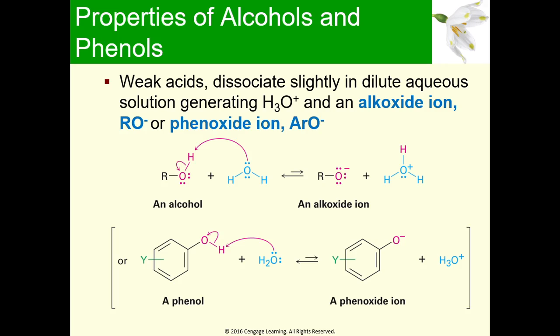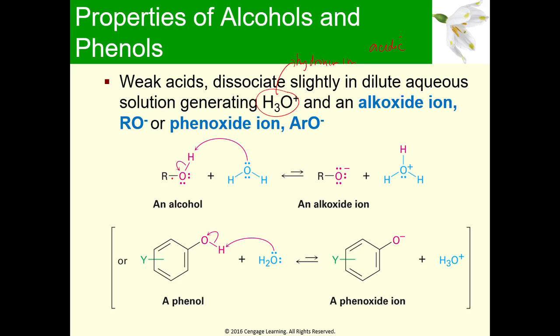So ito naman, weak acids. They are weak acids and they dissociate slightly in dilute aqueous solutions generating H3O+. So H3O+ is your hydronium ion. So pag tumataas tong H3O+ na to, nagiging acidic din siya. Okay? So, ano pa ang naging result nito?